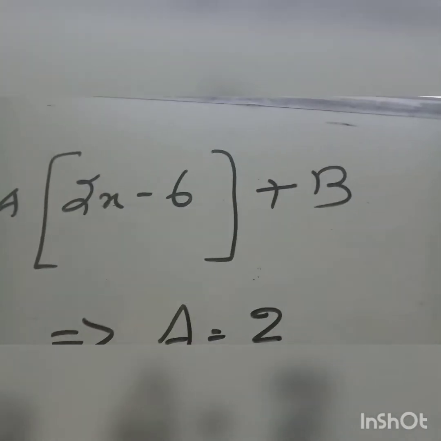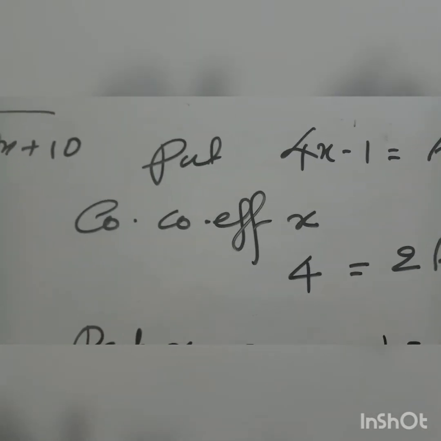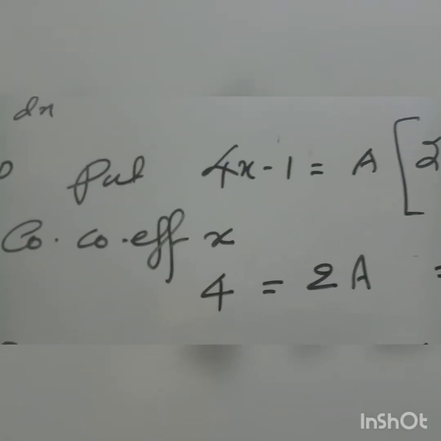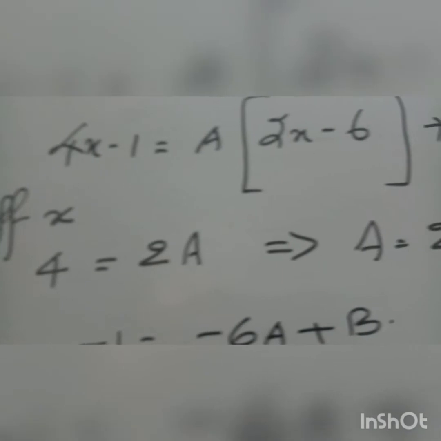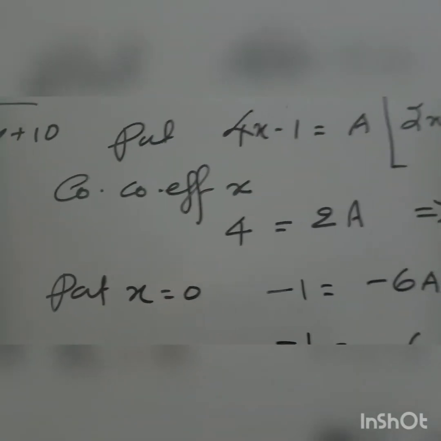of denominator plus b. And the method for getting the value of a is comparing the coefficient of x on both sides. Left side the coefficient of x is 4, in the right hand side it is 2a, so the value of a is equal to 2. The next step for getting the constant value b is put x is equal to 0 in that equation.